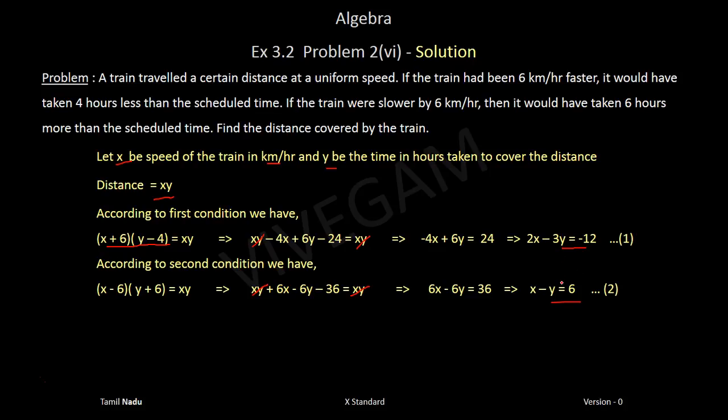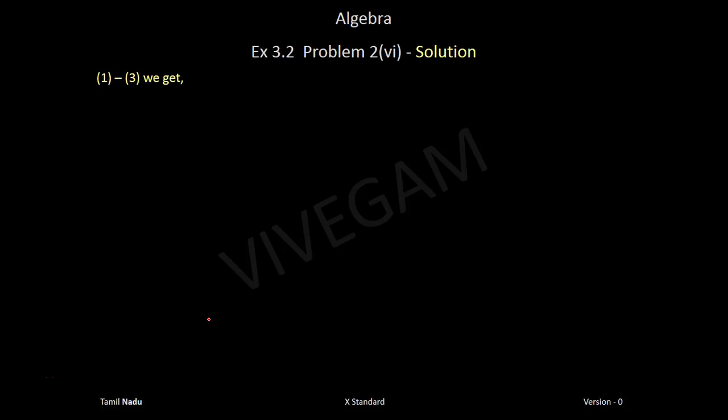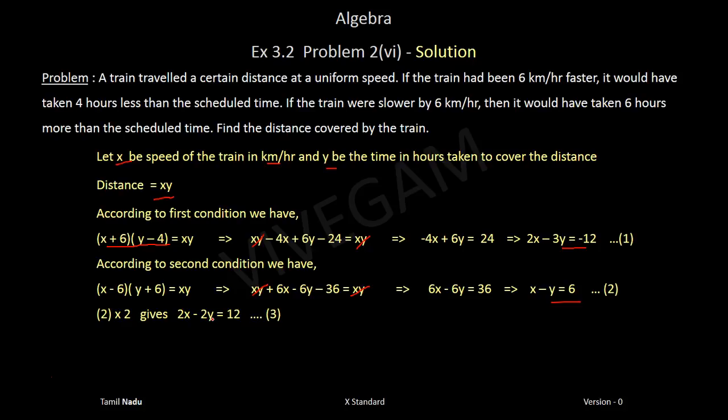Now you see these two, and you can work it out, right? If you multiply equation 2 by 2, you will get 2x, and then when you subtract, you will be able to cancel off, eliminate x, right? So multiplying equation 2 by 2, you will get 2x minus 2y equal to 12. That is equation 3. Now equation 1 minus 3 will get you, we will do it here itself. So now 1 minus 3.